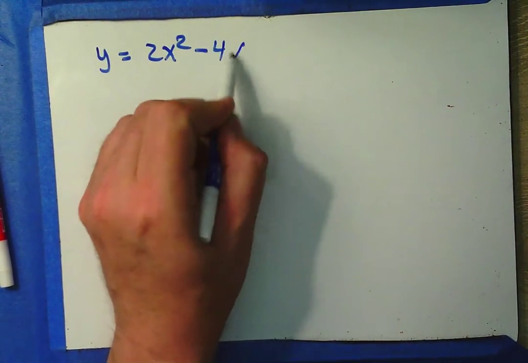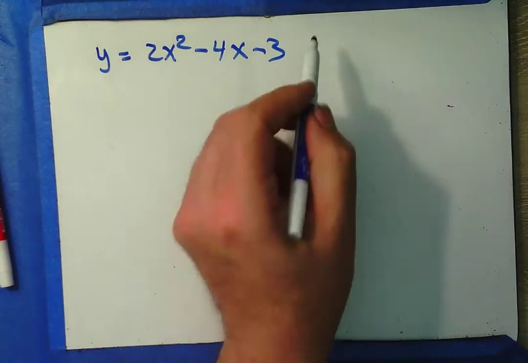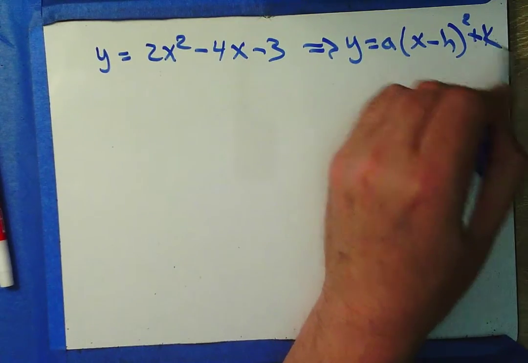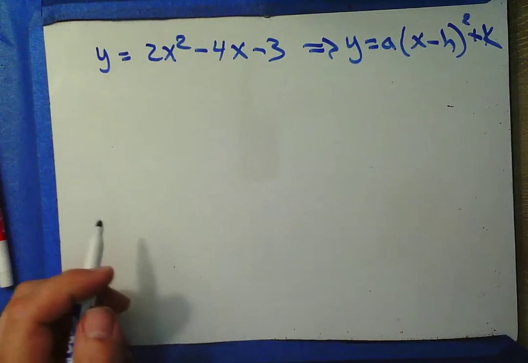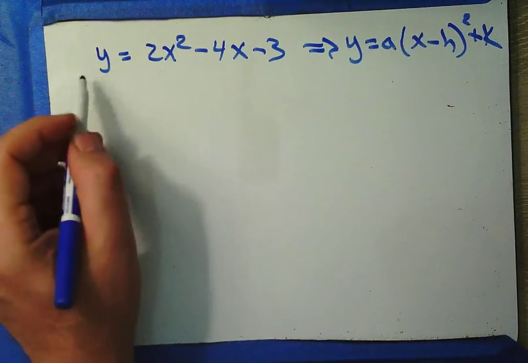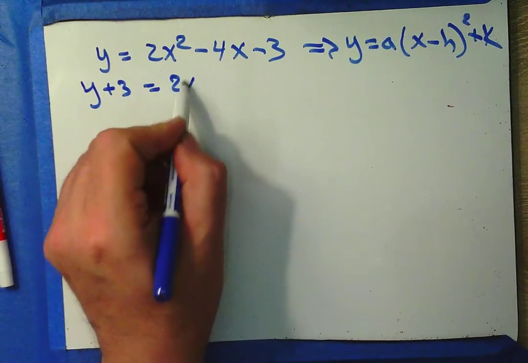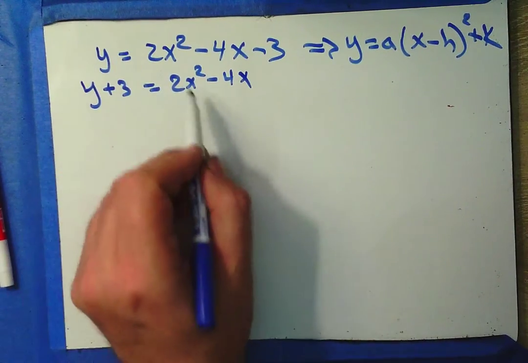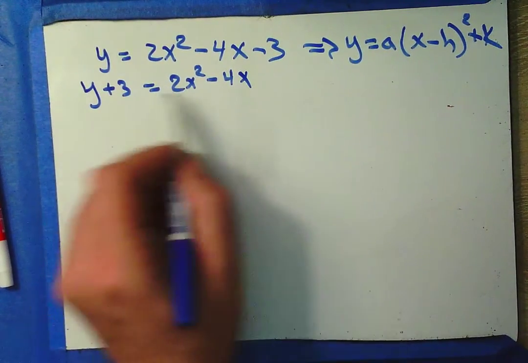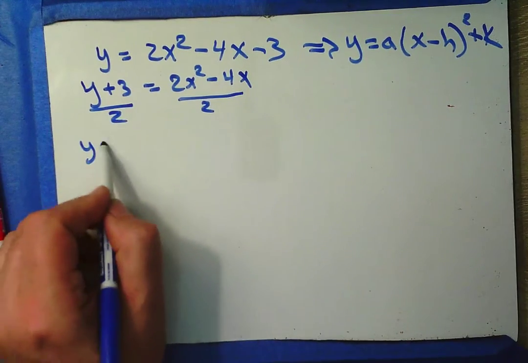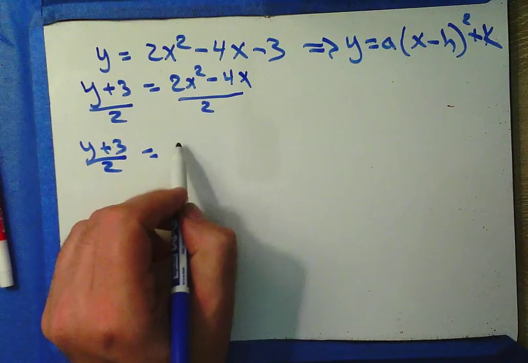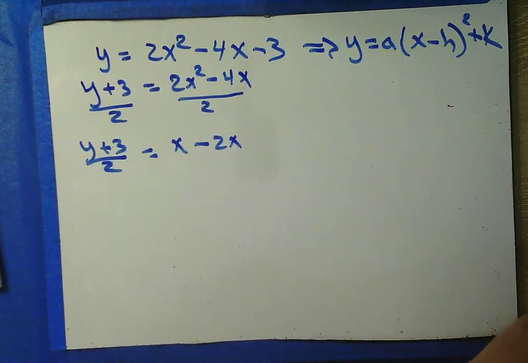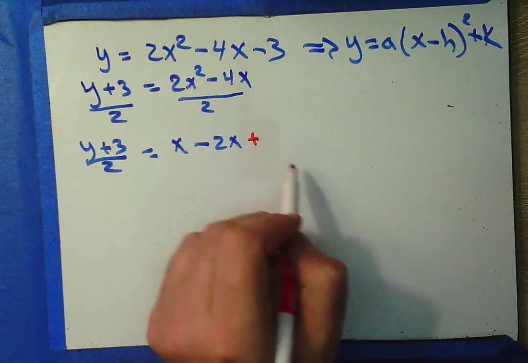2x squared minus 4x minus 3, and turn it into y equals a times (x minus h) squared plus k. And let's just take a look at that for a moment to see what that would be like. I have to use completing the square here. So I'm going to have y plus 3 equals 2x squared minus 4x. Remember, with completing the square, not only do I isolate the x stuff, but I have to turn a into 1. So I have to divide everywhere by 2. I have (y plus 3) over 2 equals x squared minus 2x. Now I'm ready to add my magic amount to both sides, which is (b over 2) squared.